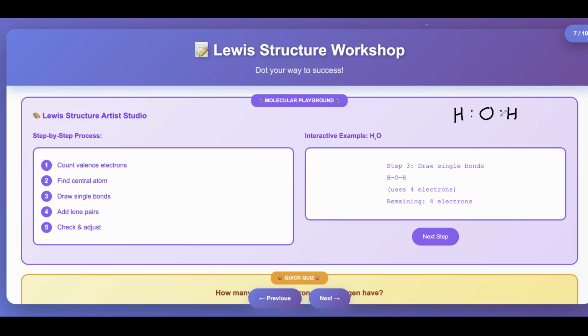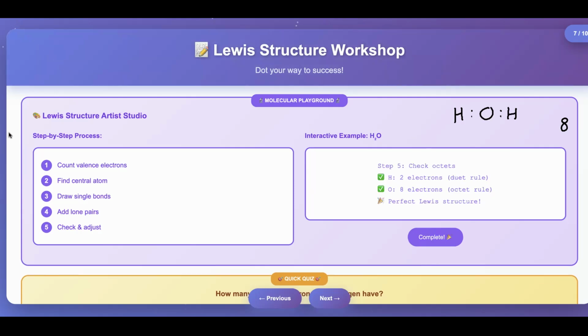A bond is made from 2 electrons, if you remember. I have used 4 of my 8 electrons, so I have 4 more. Where do I put them? I have to put them as lone pairs. This is step number 4. So I'll put 4 electrons, 2 lone pairs and 2 lone pairs.